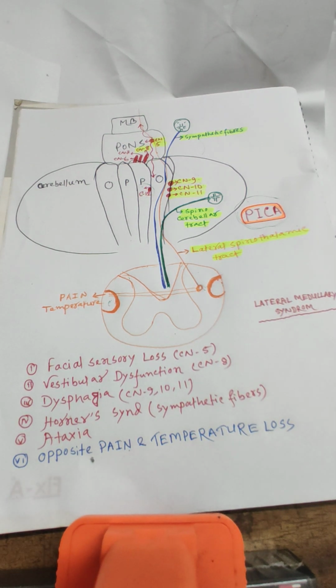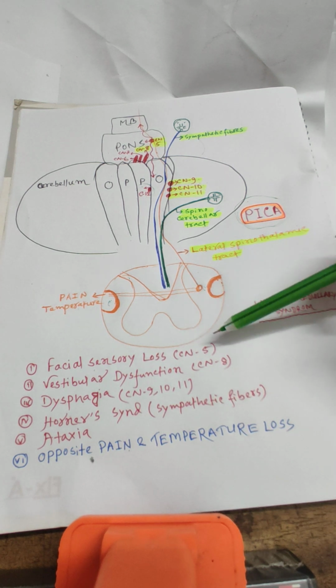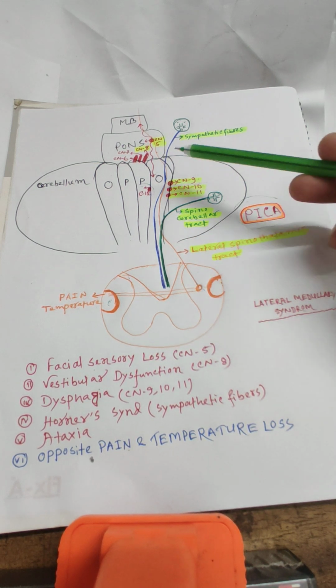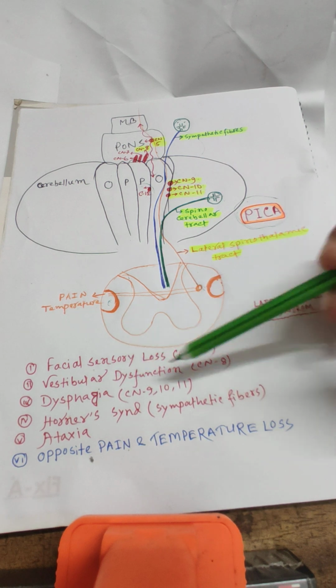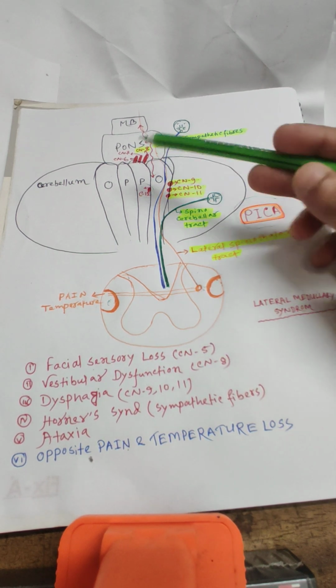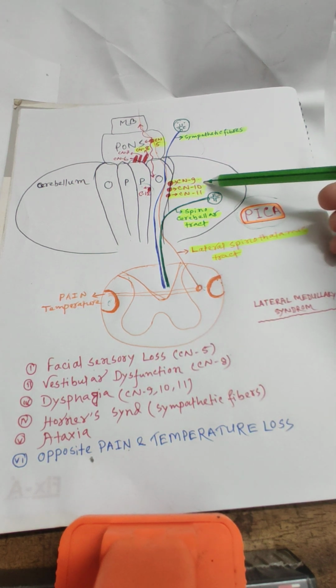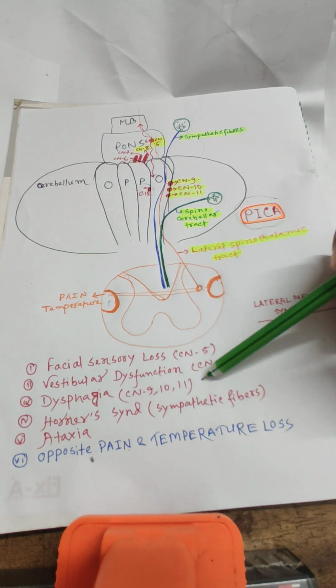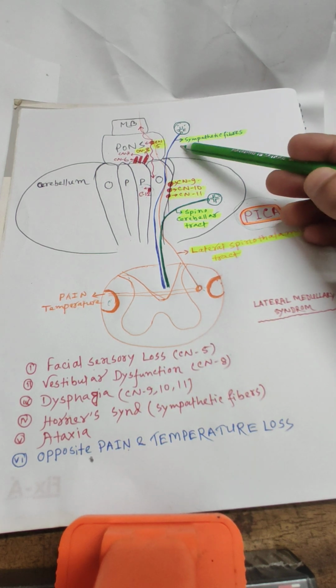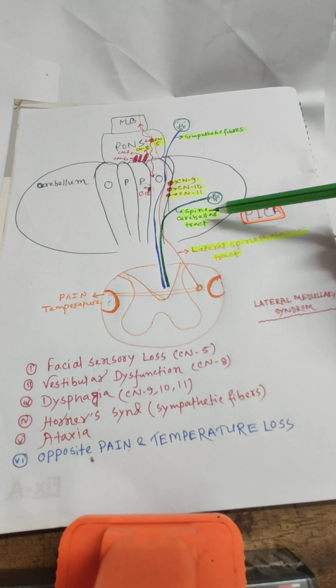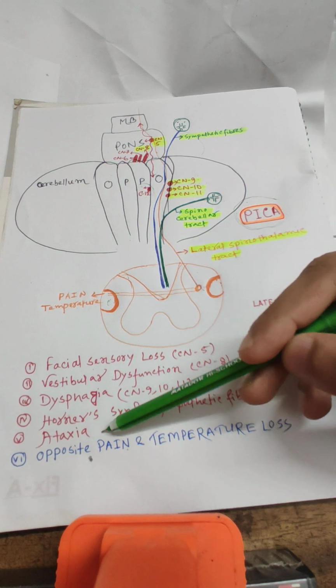Now let's see what clinical features we will get when lateral medullary syndrome occurs. If the cranial nerve 5 fiber gets affected, facial sensory loss will occur, but on the same side. If cranial nerve 8 gets affected, vestibular dysfunction will happen. If cranial nerve 9, 10, 11 get affected, there will be dysphagia. If sympathetic fibers get affected, there will be Horner's syndrome. If the spinocerebellar tract gets affected, there will be ataxia.